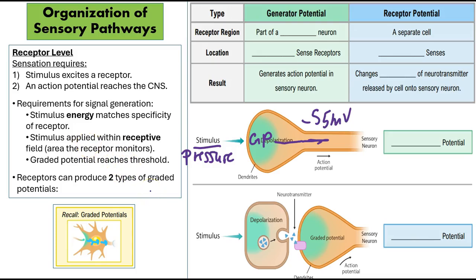Now, guess what? When it comes to receptor level, there are 2 types of graded potentials you have. You can have a generator potential or a receptor potential. A generator potential is the one I just talked about. As you can see, it's just a stimulus going straight to the sensory neuron. That's generator potential.